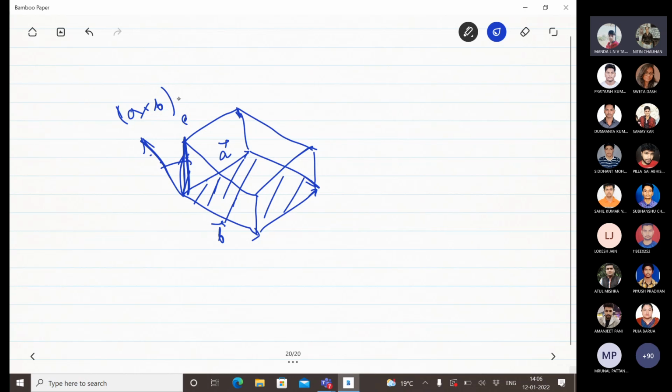Okay, so if you take the dot product with this, it basically indicates the volume of this parallelepiped. Okay, so this is the volume. I cannot exactly recall the name, I think parallel piped or something like that.